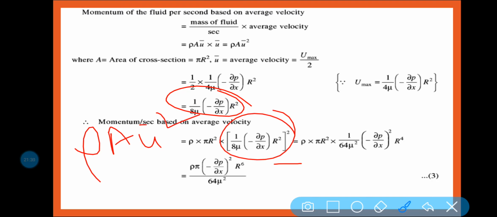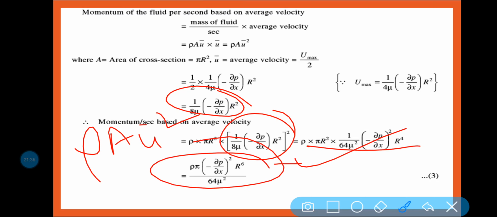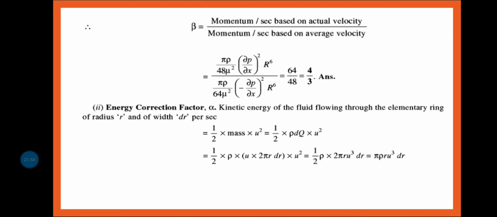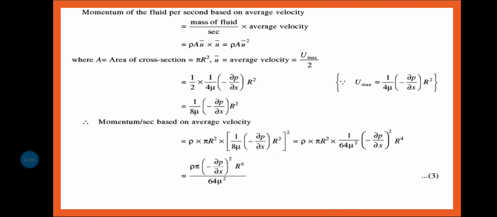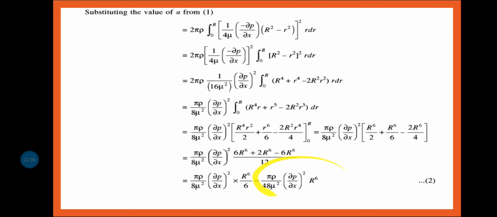Now if I simplify this, we will get rho pi into (minus del p by del x) whole square into r to the 6 by 64 mu square. Clear? So this is all about the momentum per second based on average velocity. Now beta is the momentum per second based on actual velocity by momentum per second based on average velocity. Already I have got the momentum per second based on actual velocity.